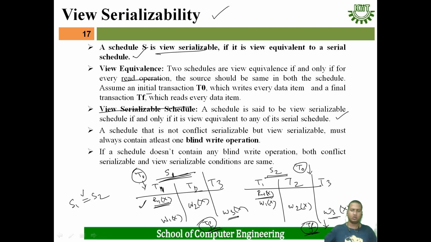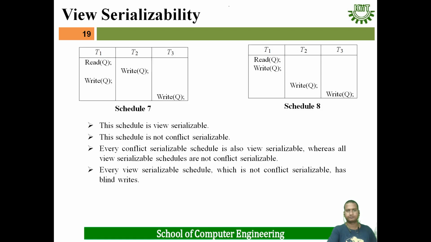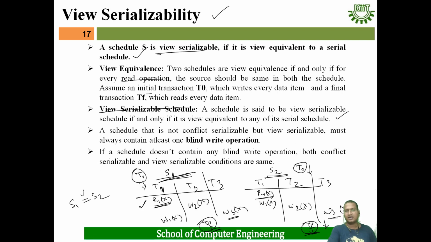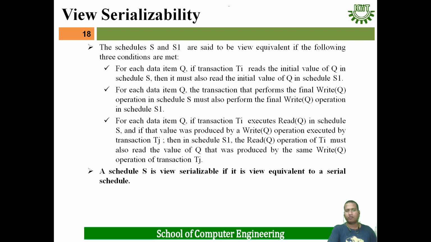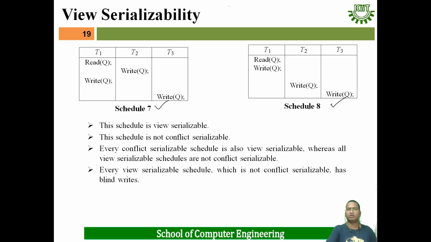Now we'll see that. Suppose here schedule 7 is there and schedule 8 is there. Is it a view serializable schedule or not? Another way of checking view serializability is we can take one serial schedule and check whether both of the schedules are view equivalent or not. And another way is using a graph that is known as a polygraph. Using a polygraph also we can check whether the schedule is view serializable or not.